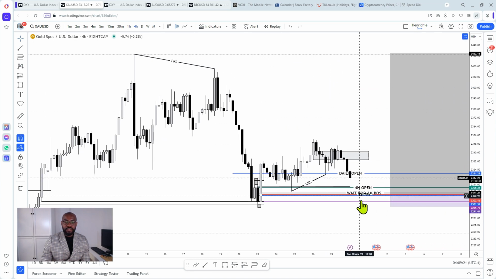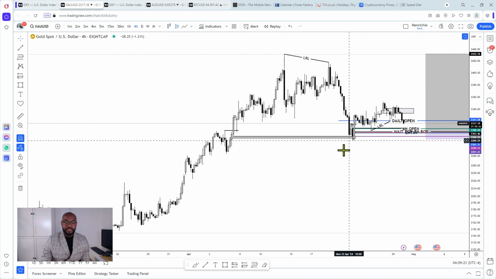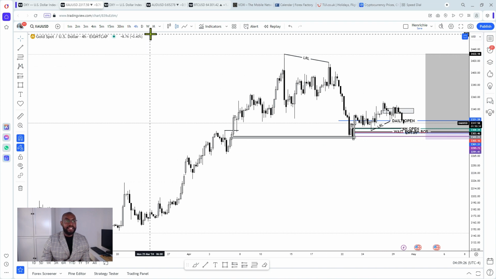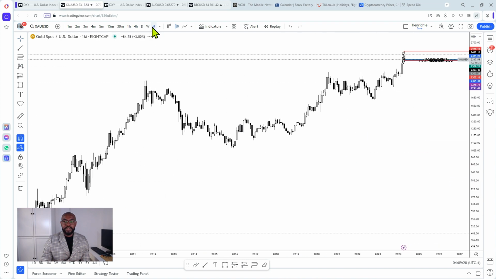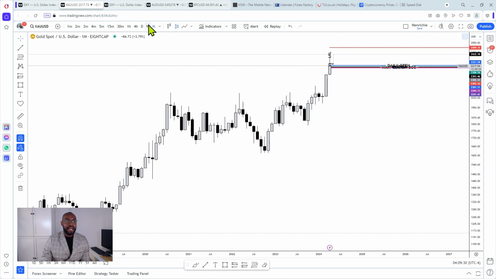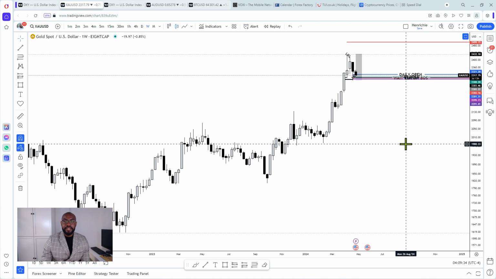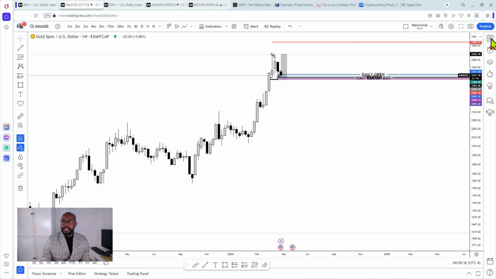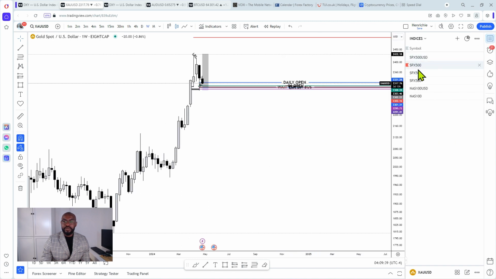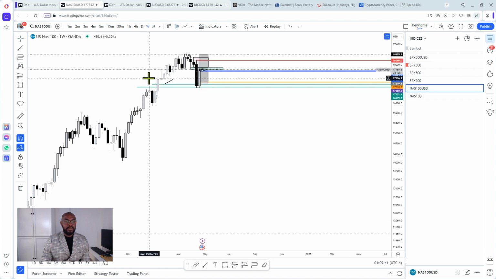And if for any reason we drop lower, take this low, then that means the trade is entirely invalid. And the next thing we're going to do will be to reanalyze and see key levels price could potentially come back into. So that is my analysis on gold. I'm going to look at Nasdaq as well.